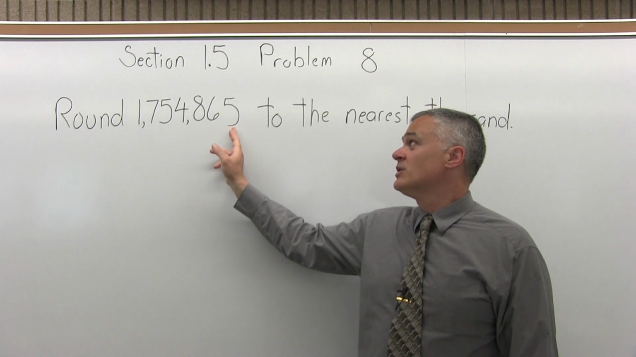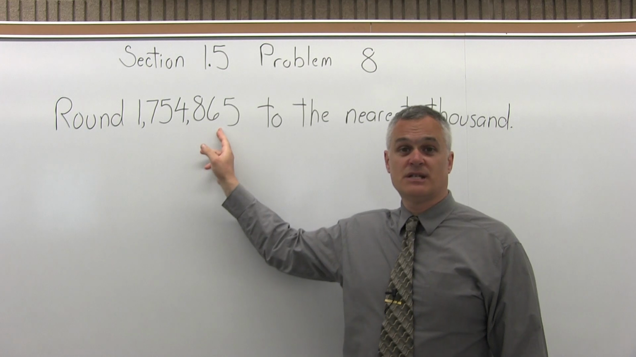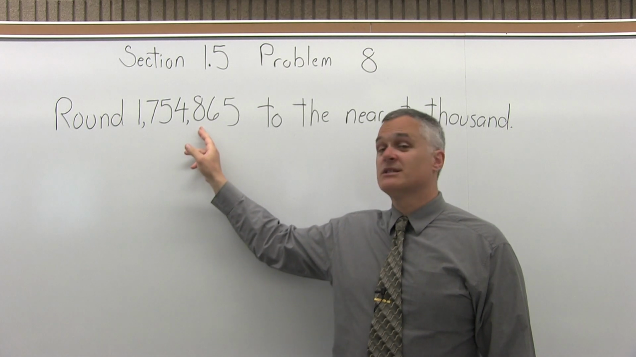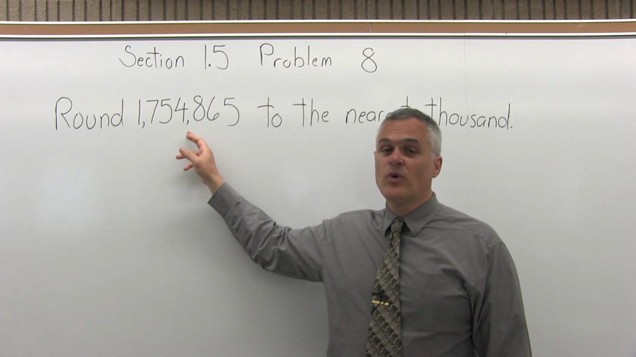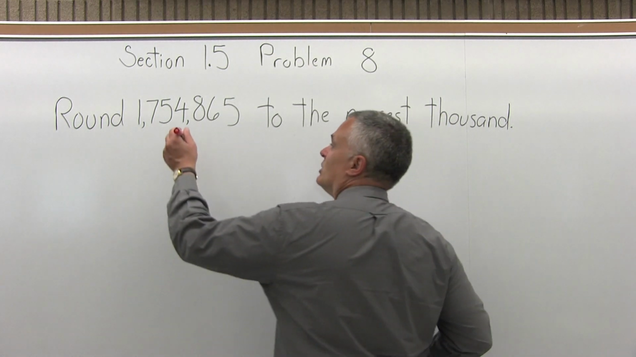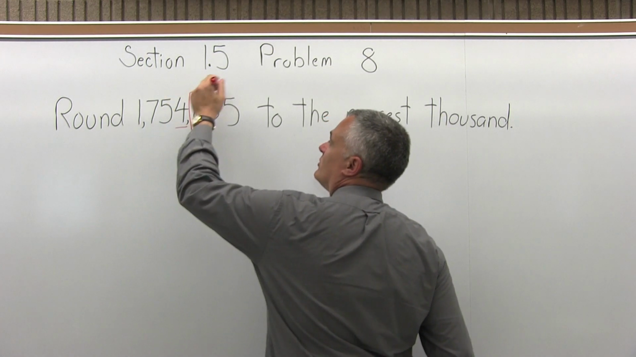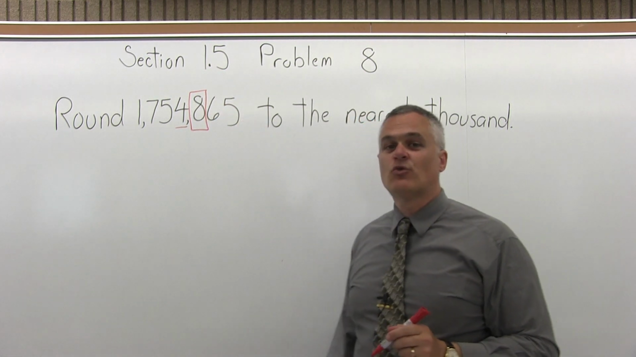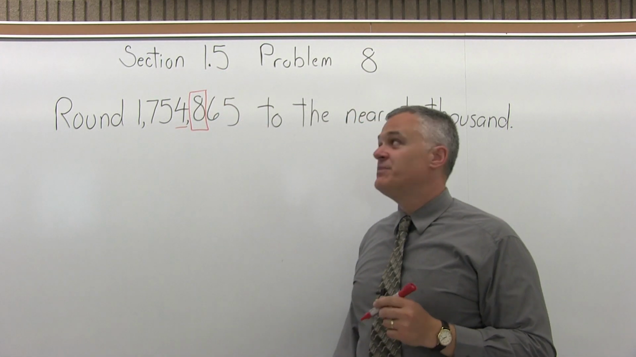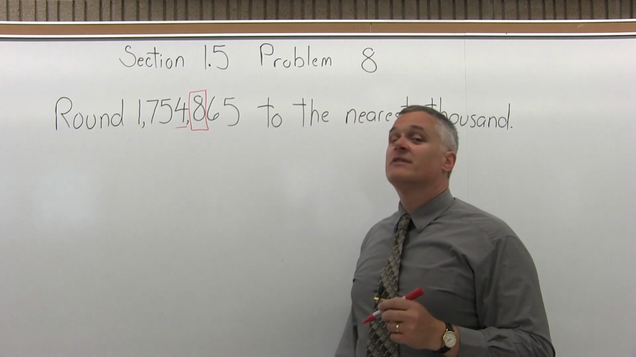The 5 is in the ones position, the 6 is in the tens position, the 8 is in the hundreds position, and the 4 is in the thousands position. So now that I've identified which position I'm rounding to, what you want to do is look at the next digit to the right of that and see if it's big enough to make that a 755.